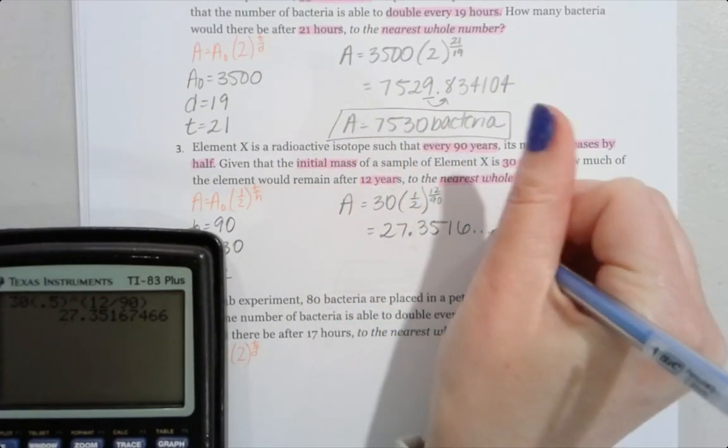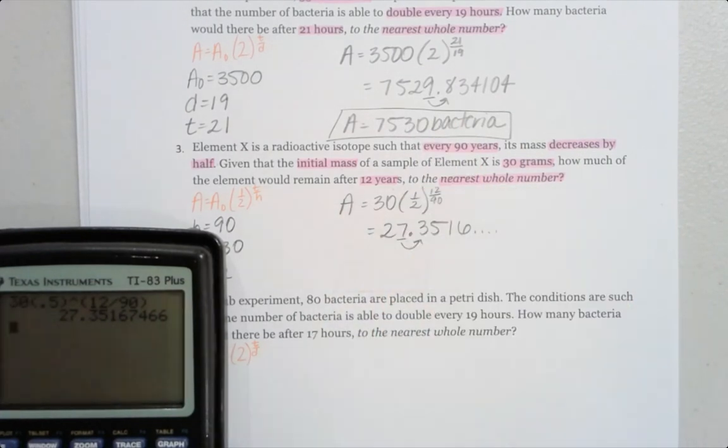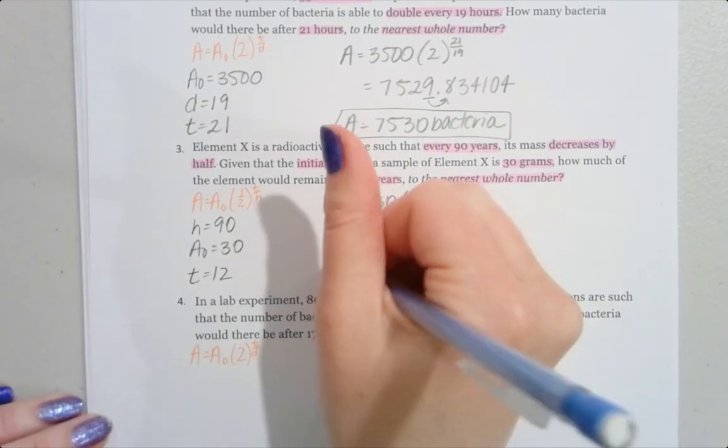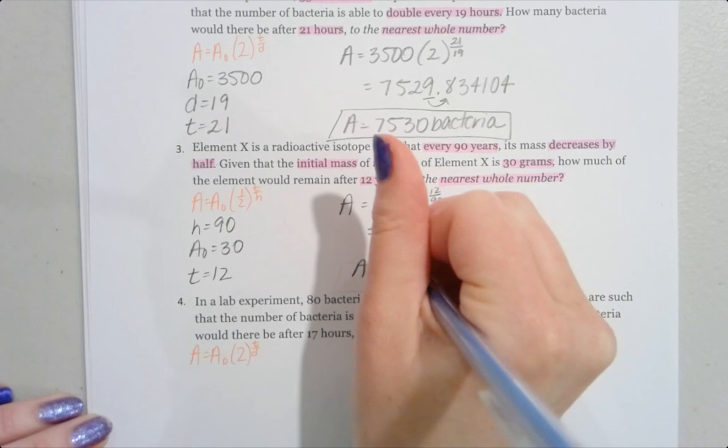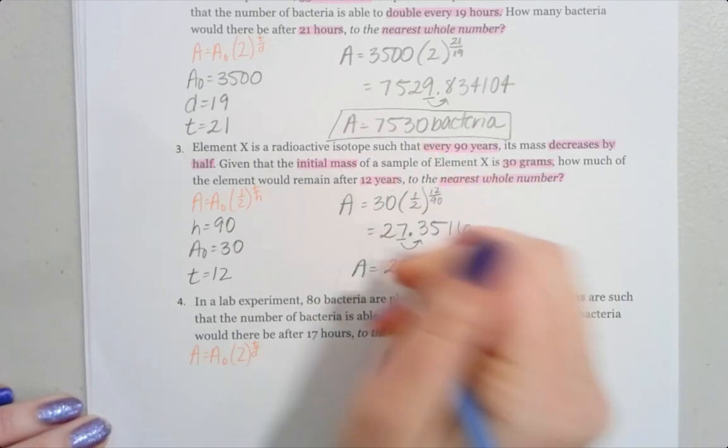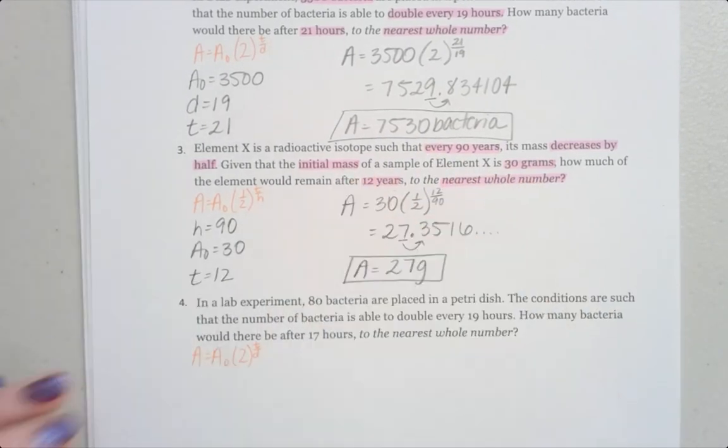All right, 27.3516, and it keeps going. We're rounding to the nearest whole. 3 is not enough to tell us to go up, so we've got a final answer of 27 grams. Much, much better. All right, and that makes sense because, again, I was decreasing.